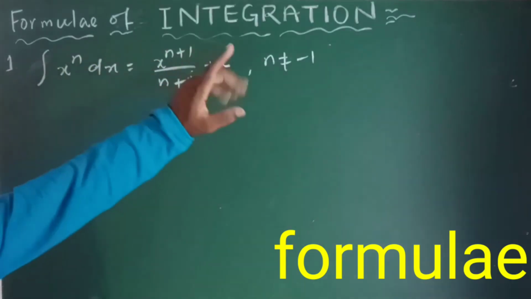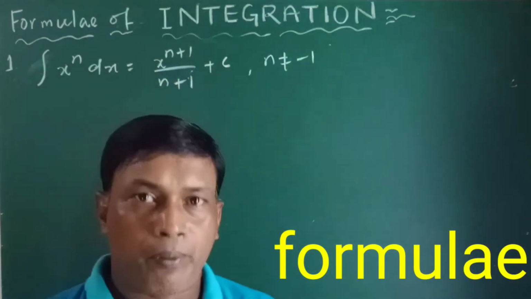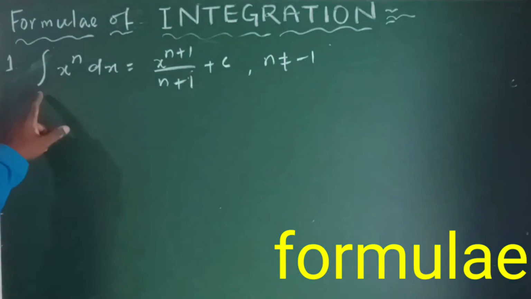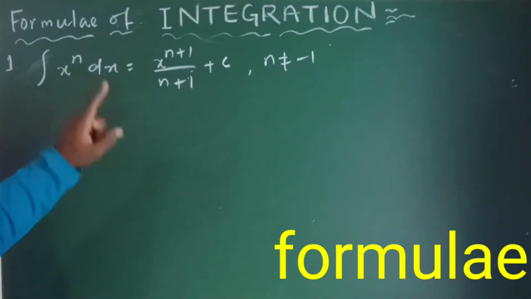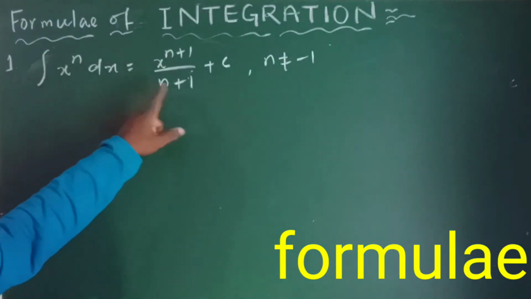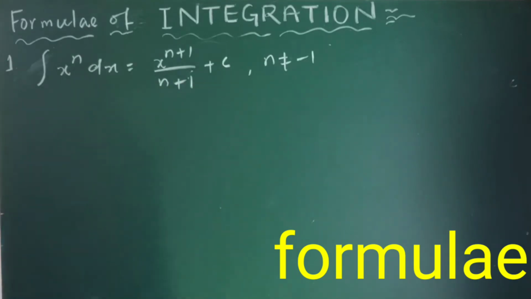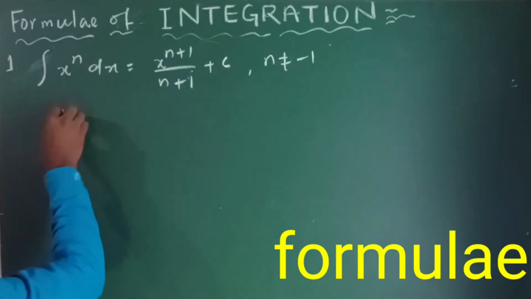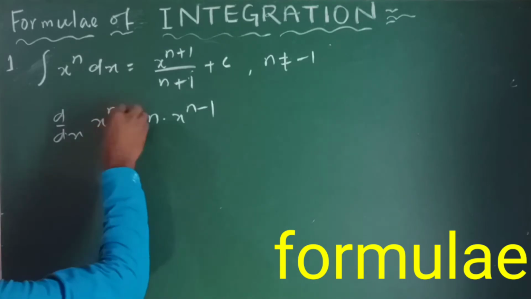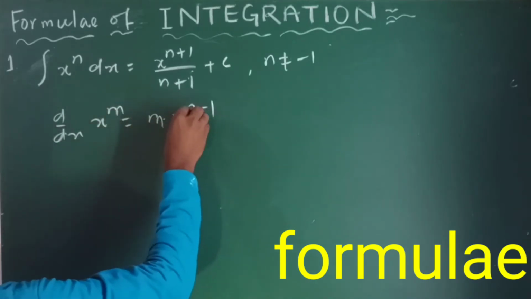Now the formulae of integration. There are different formulas in integration. The first formula is the integration of x to the power n with respect to x is equal to x to the power n plus 1 upon n plus 1 plus c. So how can we prove this? We have the derivative of x to the power m is m into x to the power m minus 1.